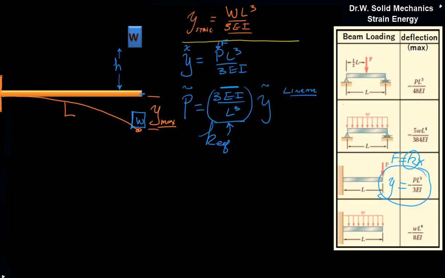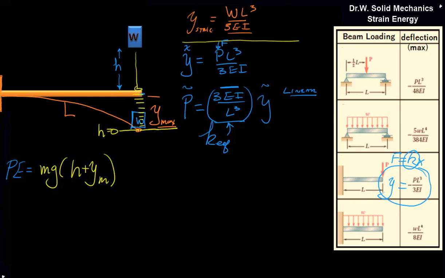So this is a Hookean effect. And from here we can then use conservation of energy, and the potential energy of the block will be mg(h + y max). The reason we need to write it this way is we like to call the lowest point in the system h equal to 0, because as the block falls, it's still giving up gravitational potential energy while it's deflecting that cantilever. So we tend to measure height from the lowest point.